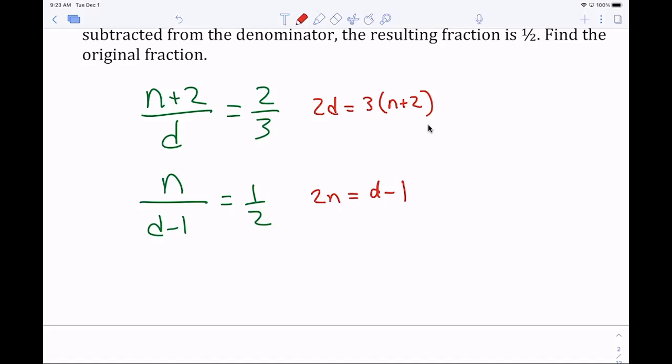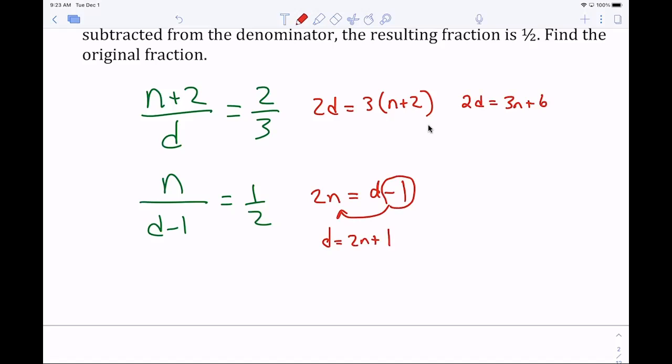Now, for me personally, what I would do is I would take this equation and we would distribute the 3. Is everybody okay with that? So the top equation, I would just want you to say 2d equals 3n plus 6, right? This equation, it would be nice if I just move that 1 over. Does everybody agree with that? And say d equals 2n plus 1.